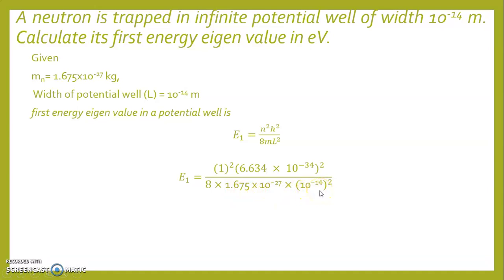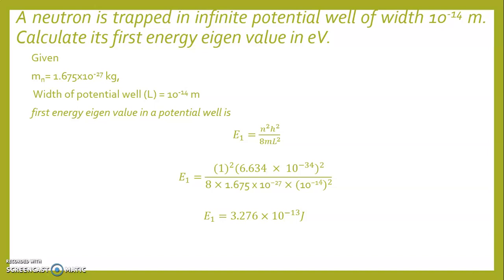So if we solve it, just see here carefully, here is h square, so we have to take the square of this value, and here L square is also there, so the square of that value also. By using a scientific calculator, if you calculate it, you will get the answer E1 is equal to 3.276 into 10 raised to minus 13 joule.